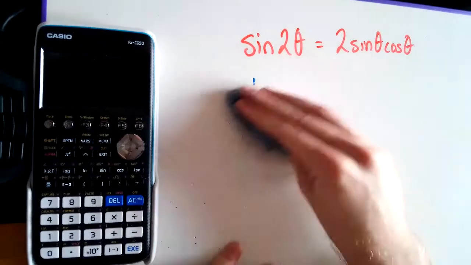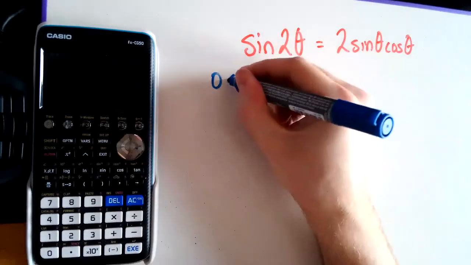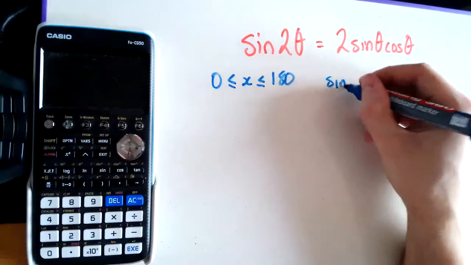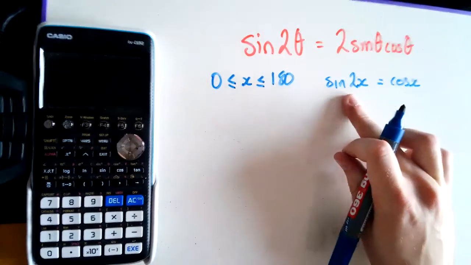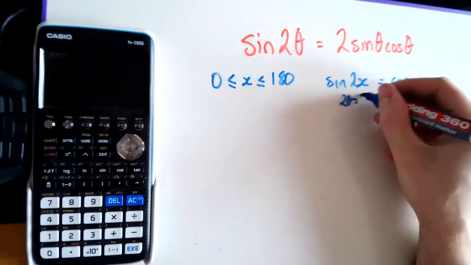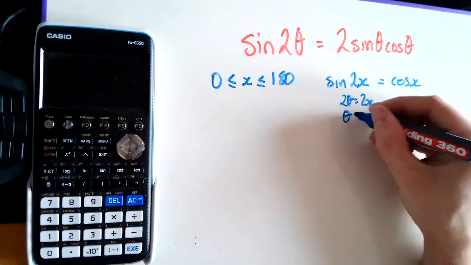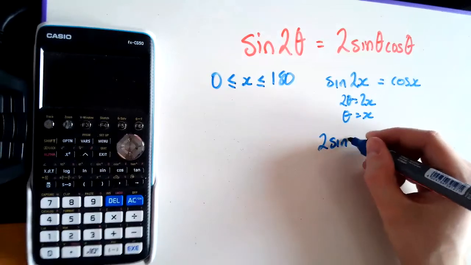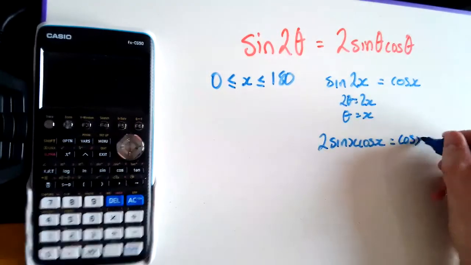So if we go back to our original question which I was asking you, between 0 and 180 of sine 2x equals cos x. Well, I've got an identity to use now. So here, look, 2 theta is just 2x, and that means theta is just x. So I can change sine 2x into 2 sine x cos x, and this side is going to stay the same as cos x.